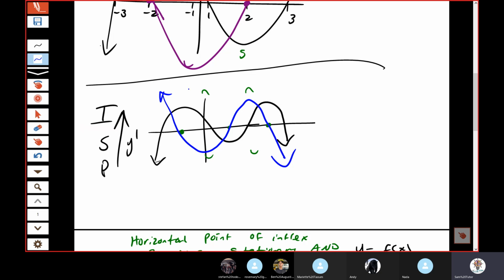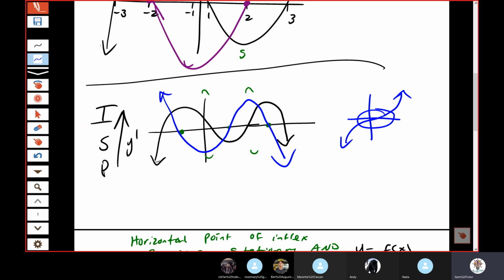Now we're going to do the hardest one you'll ever see. The hardest one you'll get would be a horizontal point of inflection, which I'll explain in a second what that is, and an asymptote. And you'll see what happens there with asymptotes. A horizontal point of inflection. So that means it's got to be horizontal and a point of inflection. That's your squiggly ones.